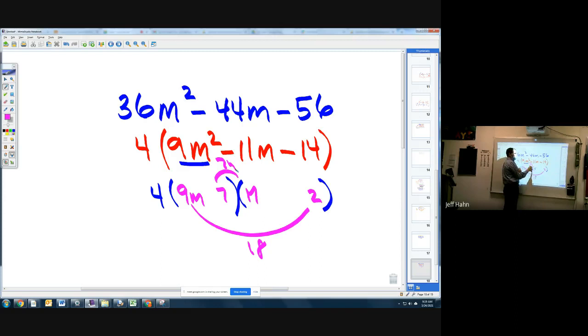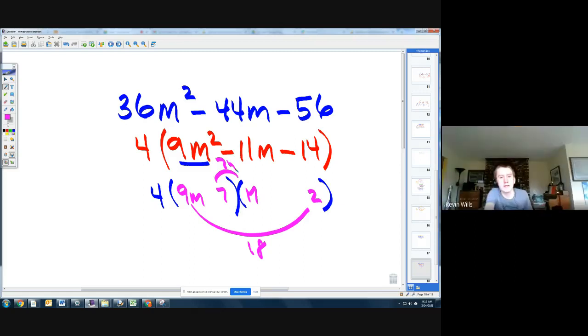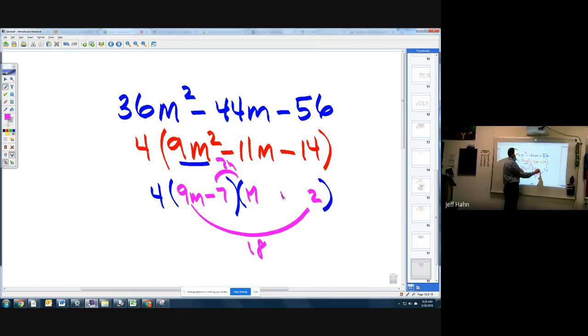With the 7 or with the 2? Wait, with the 7. If I put a negative here and a positive there, that gives me a positive 18 and a negative 7, which ends up giving me a positive 11, not a negative 11. So it has to be a positive 7 and a negative 2.